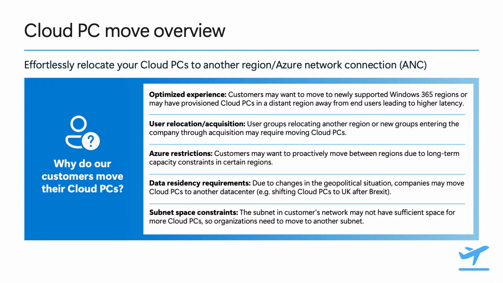Optimized experience. If customers have provisioned their Cloud PCs in a distant region, or let's say Windows 365 starts supporting a new region close to where the customers are located, they can move their Cloud PCs for reduced latency and to enhance their user experience. User relocation or acquisition. When user groups in an organization relocate to another region, or when an acquired organization is required to move their Cloud PCs to another region, customers leverage the Cloud PC Move feature.